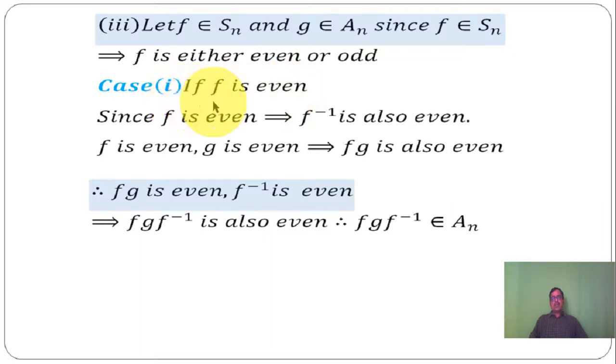Case 1: if F is even. Since F is even, the inverse of an even permutation is even, so F inverse is also even. F is even and G is even. The product of two even permutations is also even, so FG is even. FG is even and F inverse is even, so FG F inverse is also even. Therefore FG F inverse belongs to AN.